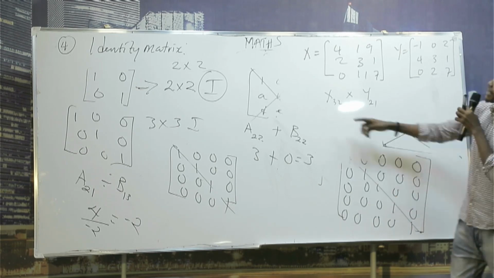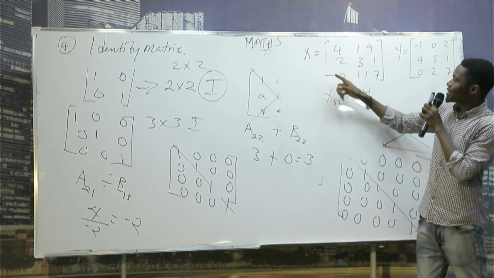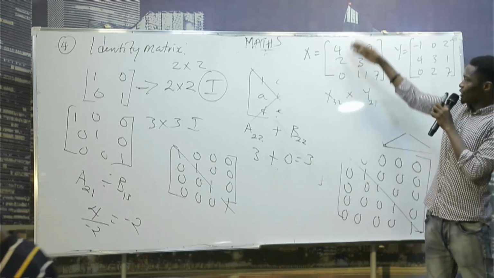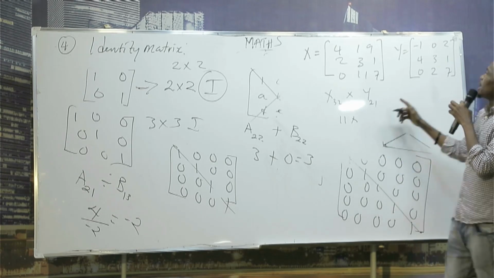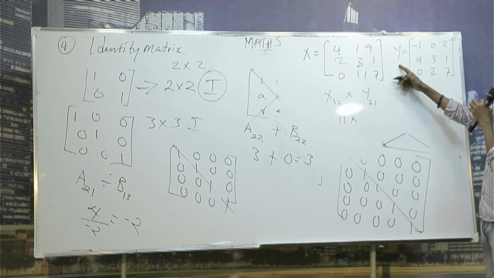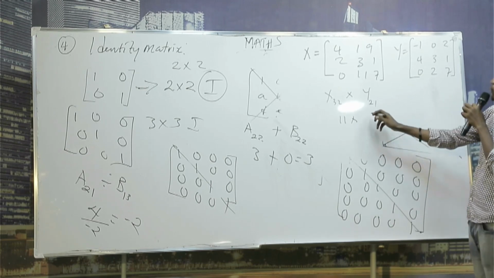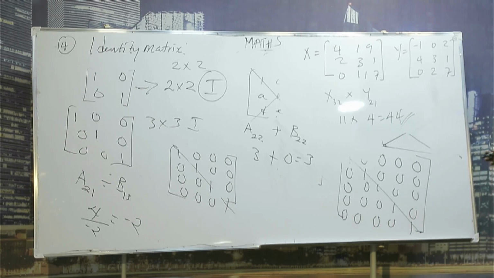Now, what is in X32? Is it 11? That is 1, 2, 3. Third row, second column. 1, 2. So this is 11. So I will say 11 times 2, 1. Here under Y is what? Is 4. That is second row, first column. So 4. And this will give me 44. Are we here? That is how to solve that.